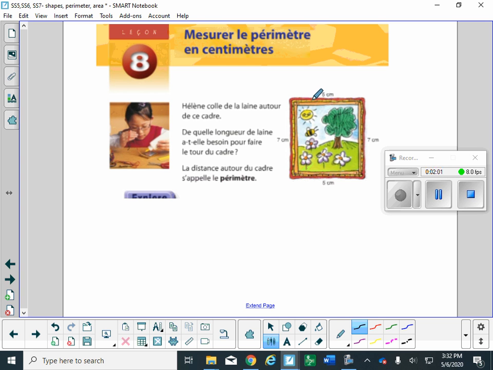So then I just need to add 5 plus 7 plus 5 plus 7. Just because I know some tricks and some strategies for adding, I'm going to group 5 plus 5, because that's 10. And I know 7 plus 7 is 14. So 14 plus 10 is 24 centimeters. So the perimeter of this polygon, of this shape, is 24 centimeters.